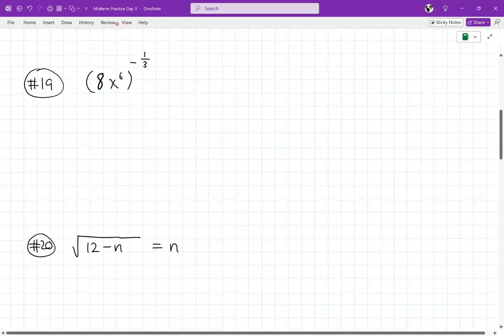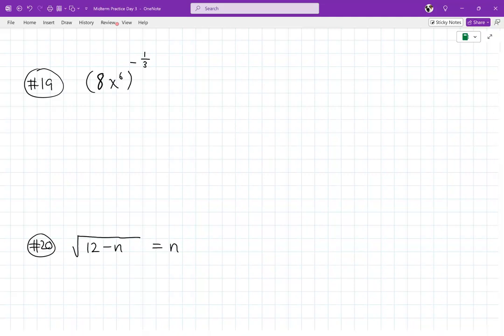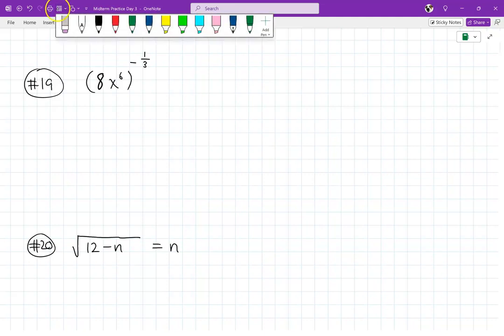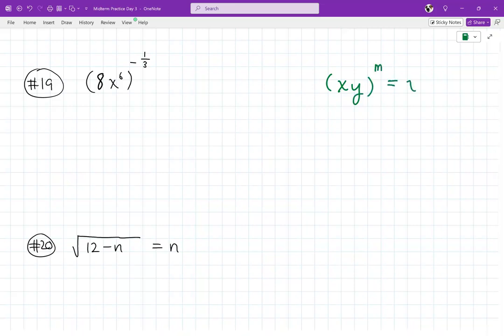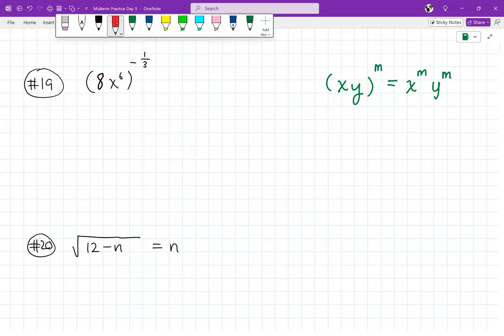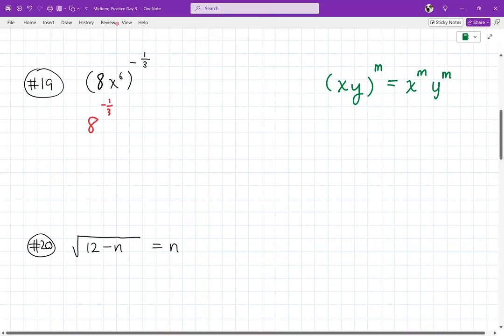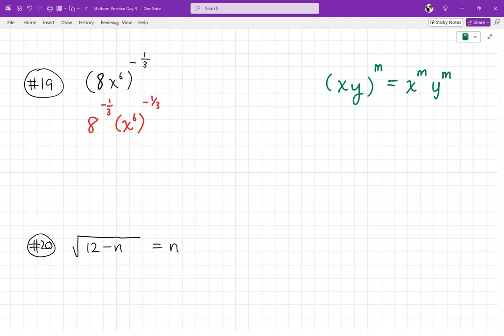Now this one I mentioned before, this one can be done mostly with a calculator. But there's a property that basically tells you if you have a product of things raised to a power, then you can give that power to each item. In other words, I can rewrite 8x to the 6 to the negative 1/3 as 8 to the negative 1/3 times x to the 6th to the negative 1/3.